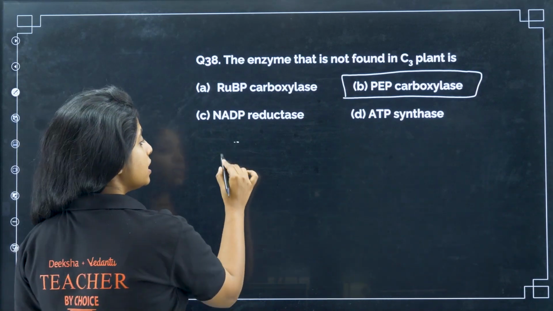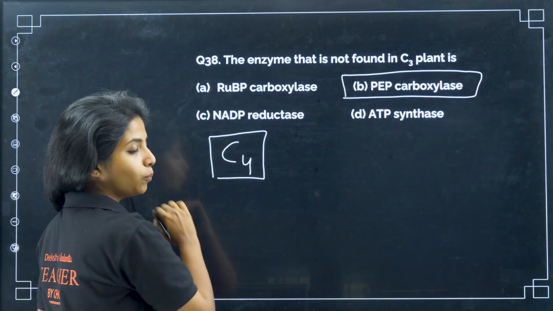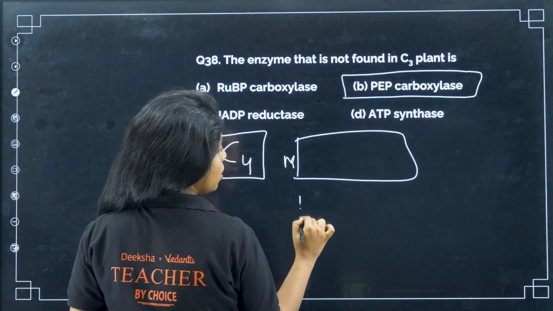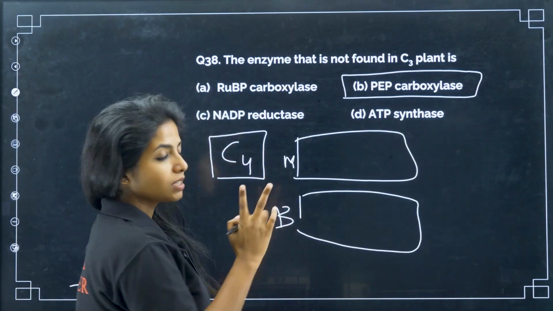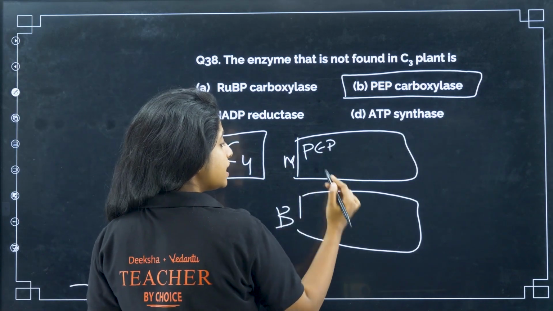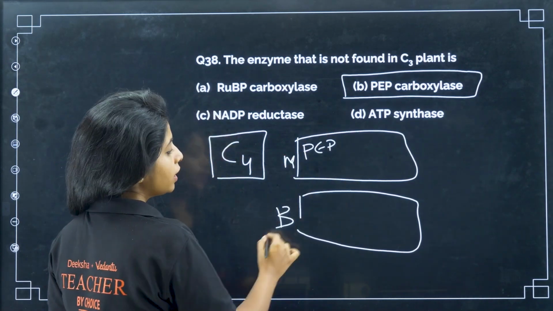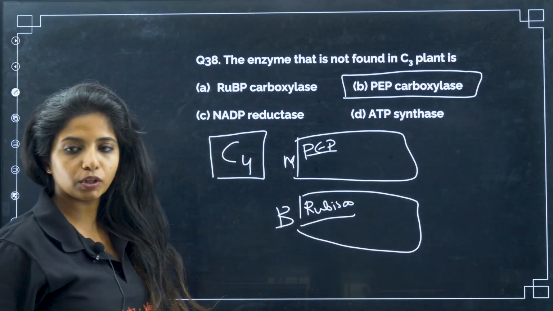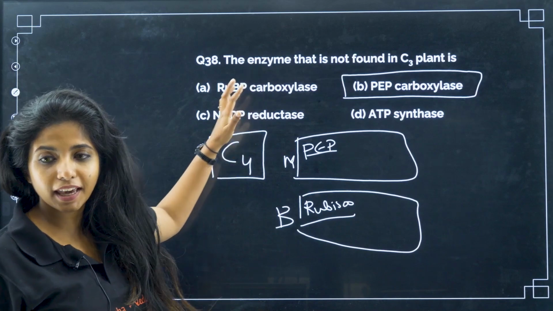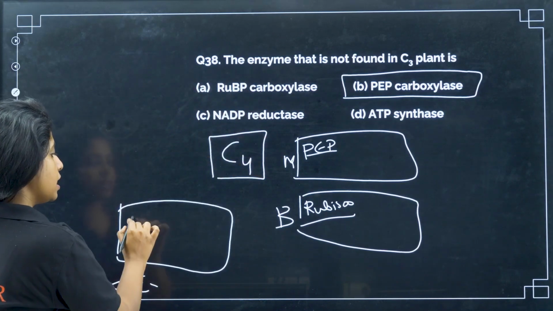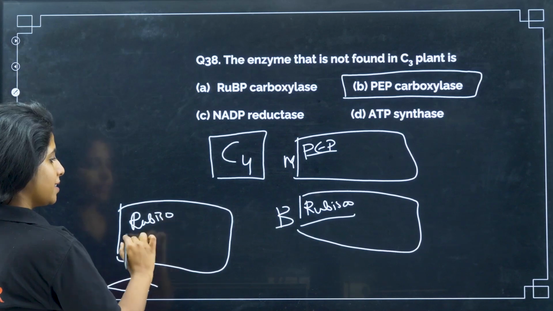Phosphoenol pyruvate carboxylase is found in the Hatch-Slack pathway or C4 pathway, where they have two types of cells, mesophyll cells and also bundle sheath cells. Twice CO2 is being fixed: first with the help of PEP carboxylase, second time with the help of Rubisco. So in them you have it. In the case of C3 plants, you just have mesophyll cells, and this mesophyll just has Rubisco, nothing else.